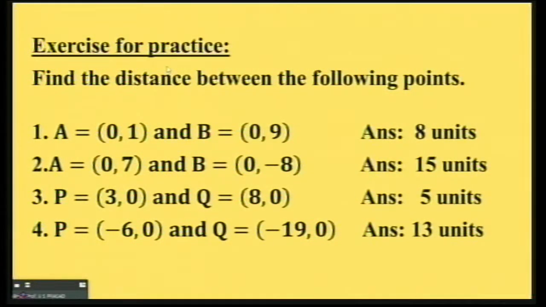Just for practice for our students, I am giving certain points. Find the distance between the following points. A (0, 1), B (0, 9). Next, A (0, 7) and B (0, -8). Next, P (3, 0), Q (8, 0), and P (-6, 0) and Q (-19, 0). Note that all the points are lying either on the x-axis or on the y-axis. By observing the previous 2 cases, you can solve them. In fact, I have given the answers also.